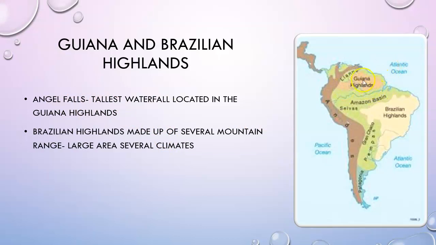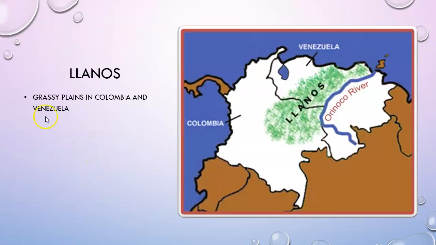The Guyana and Brazilian highlands are the more elevated areas. Angel Falls is located in the Guyana highlands. It is the tallest waterfall in the world. And the Brazilian highlands are made up of actually several different smaller mountain ranges. And since it is such a large area, there are several climates there.